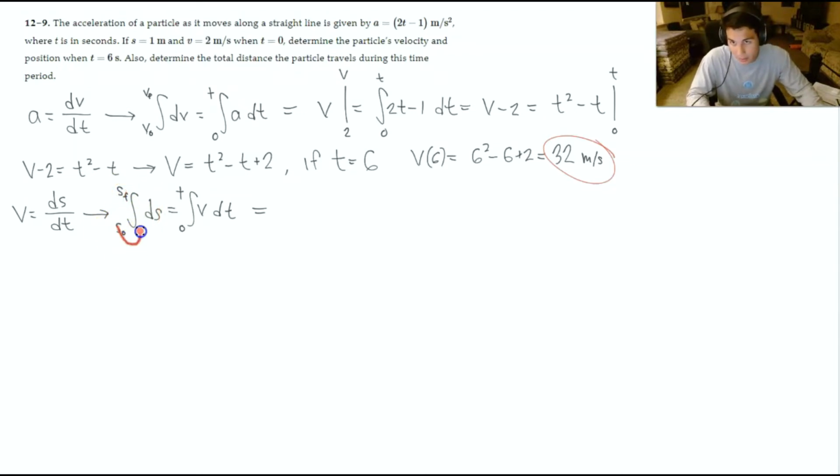Okay, we know what s is. It's 1, so we're going to have 1 to s, ds. And this is all going to equal what? Okay, so we had velocity as a function of time right here.